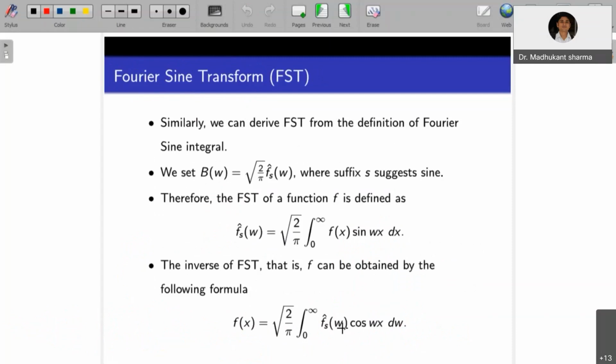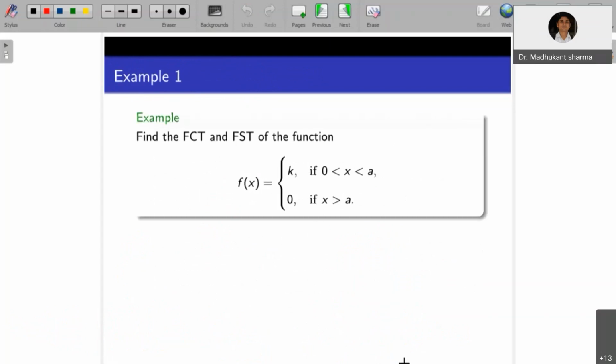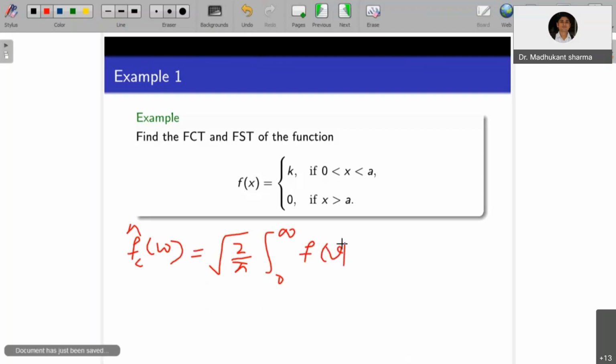I just discussed this too. Now let's take an example. Find the Fourier cosine transform and Fourier sine transform of the following function. The Fourier cosine transform is going to be square root of 2 by pi times the integration from 0 to infinity of f of v times cos of wv dv.